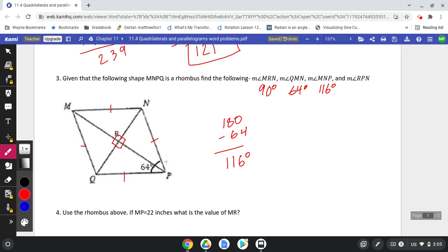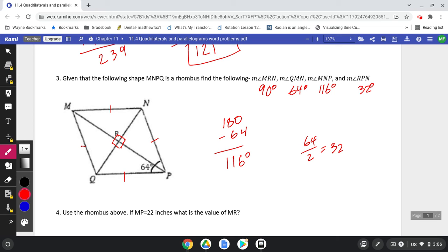So RPN, remember this one is probably the least common that we remember, but on a rhombus, the diagonals bisect the angles. So this bisects, meaning if this whole thing is 64, each of those has to be 32. The way I got that, 64 divided by 2 gives us 32 degrees.